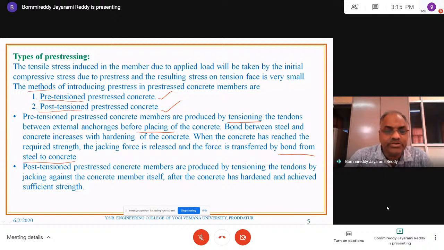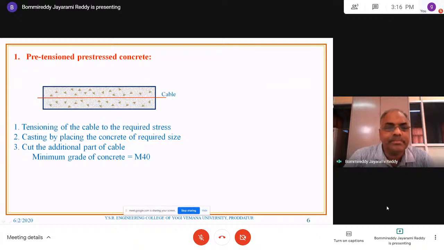Whereas in case of a post-tensioned pre-stressed concrete member, the tensioning will be done only after attaining sufficient strength in the concrete. So what you do is first cast the concrete member, leaving ducts for the pre-stressed cable, and after the concrete attains sufficient strength, the cables are tensioned by means of jacking, and that is the way of introducing the pre-stress to the concrete. You can also see the diagram here.